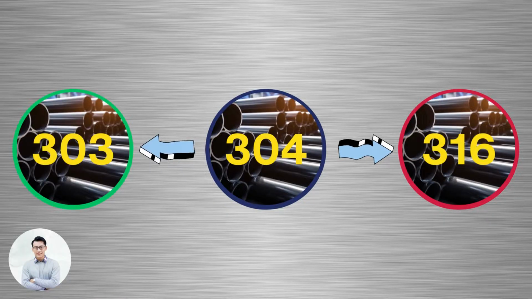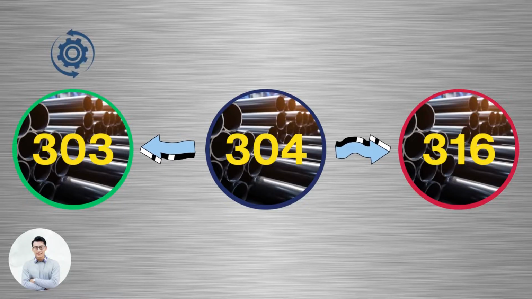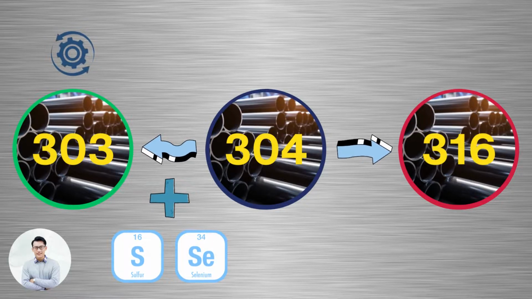303 alloy is the free cutting version of 304. It is the easiest to machine austenitic stainless steel. This is achieved by adding sulfur and selenium to 304. However, it comes with the downside of lower corrosion resistance.